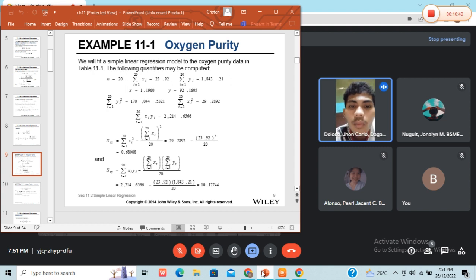These givens yield to the equation we have discussed earlier, the equation S sub xx is equal to the summation of x squared minus the summation of x to the power of 2 divided by n. So we have 29.2892 minus 23.92 squared divided by 20. So we have 0.68088.